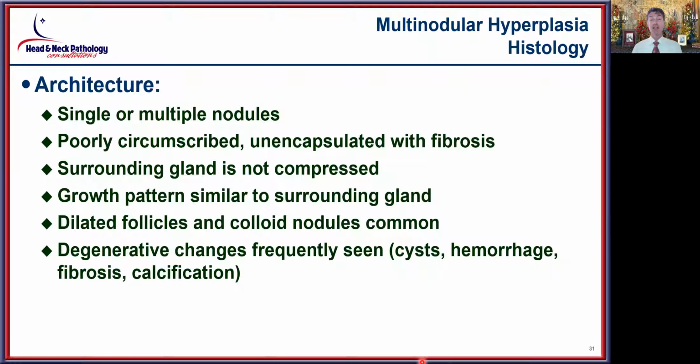that may be seen. Usually the surrounding parenchyma is not compressed, but certainly it can be, depending on how long it's been around for. The growth pattern is usually quite similar to the surrounding tissues, so having follicular architecture, sometimes having even a papillary projection here or there is certainly seen. The follicles will often contain abundant colloid, and of course degenerative changes are really quite common in this setting.